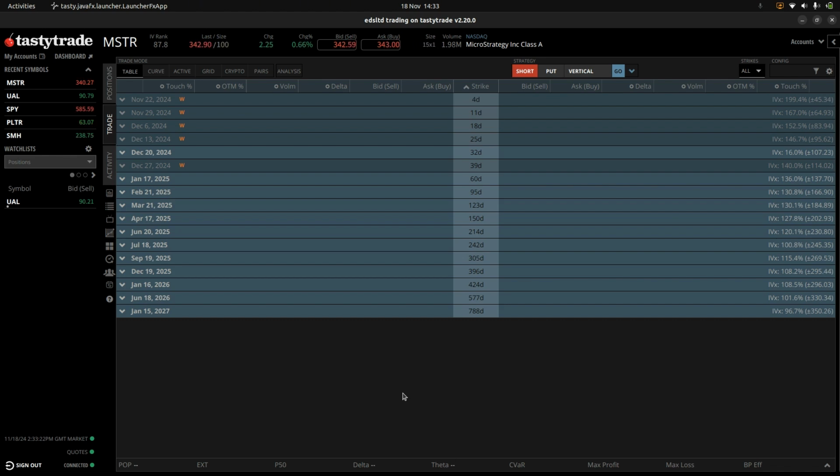So the first thing we want to do is open up any equities underlying in your brokerage platform, and we want to pull up a list of expiration dates, and we want to pick an expiration date that's between 30 and 60 days out in time, and it also must be a monthly expiration, not a weekly or quarterly expiration.